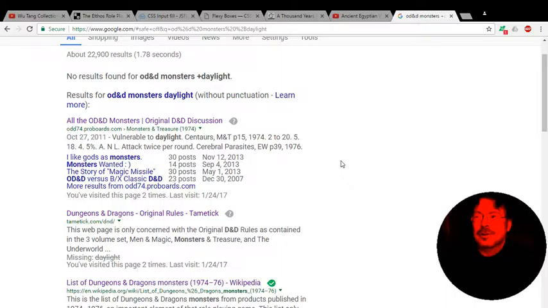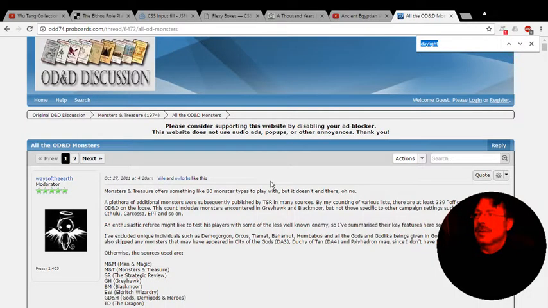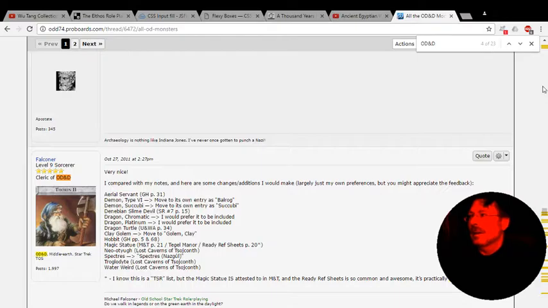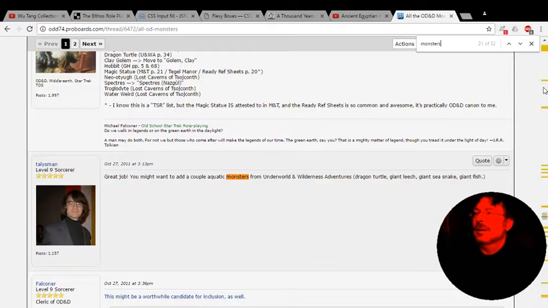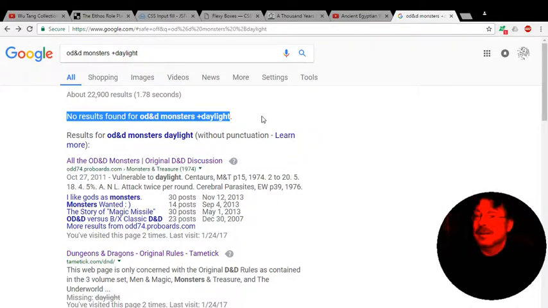But that's not true because if I look at, for example, this one, and I look for daylight, well, it's there. It shows up in all these places. If I look for OD&D, it's there. It shows up in all these places. If I look for monsters, they're there, and it shows up in all these places. So why is Google saying there are no results found for this search? It doesn't make a lot of sense to me.